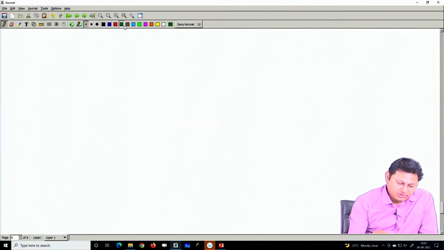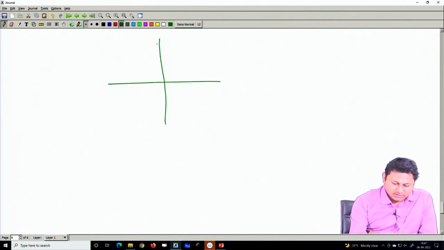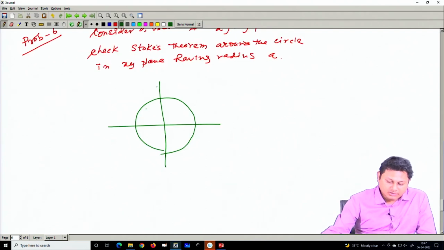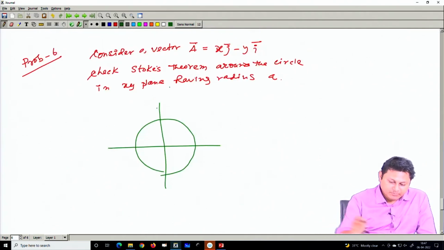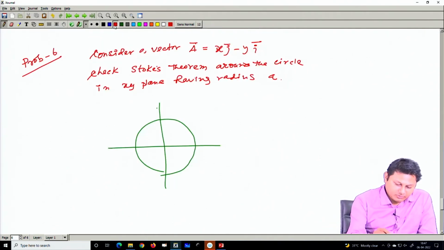So, if I now draw this surface first, Stokes theorem means I need to do the closed line integral. So, it is a circle like this with radius a, and if I now plot the vector function here, then it should be like this.